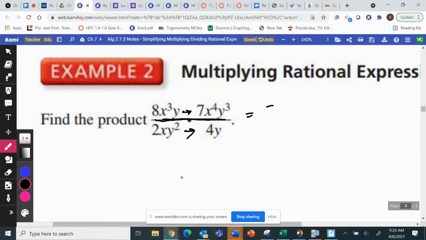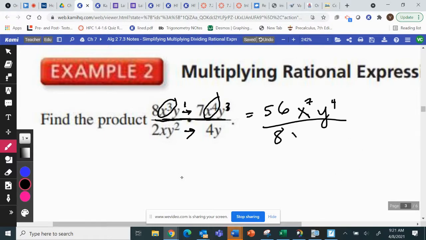We would multiply the numbers, 56. And then what do I do when I multiply x cubed and x to the 4th? Add what? The exponents. So we will add 3 plus 4 and get x to the 7th. How many y's will I have out there? Yell it out. 4, because there's a 1 here and a 3 here. So we have y to the 4th over 2 times 4 is 8. X with no other x's is x. Y squared and another y is y to the 3rd.